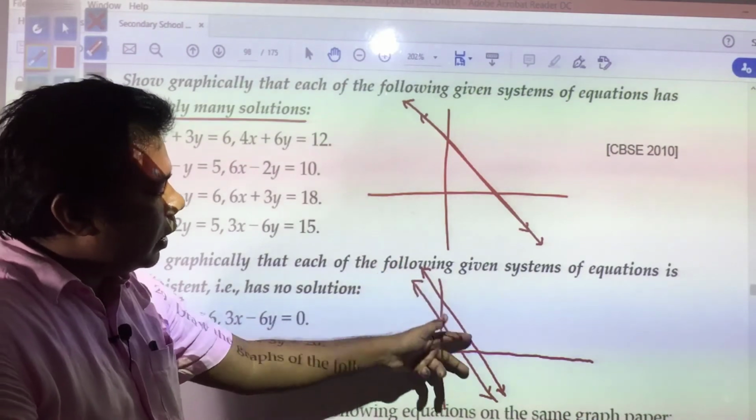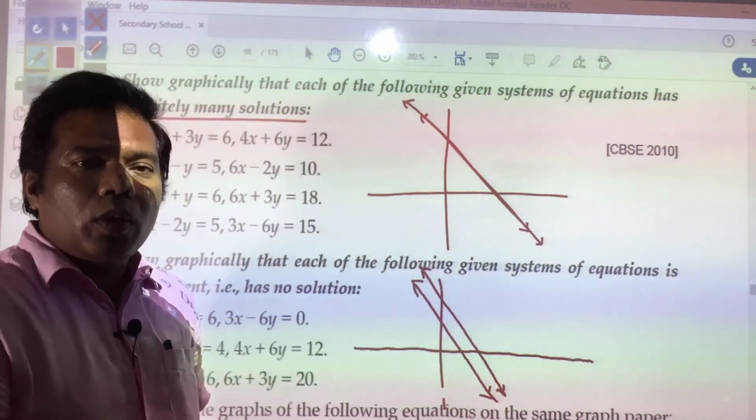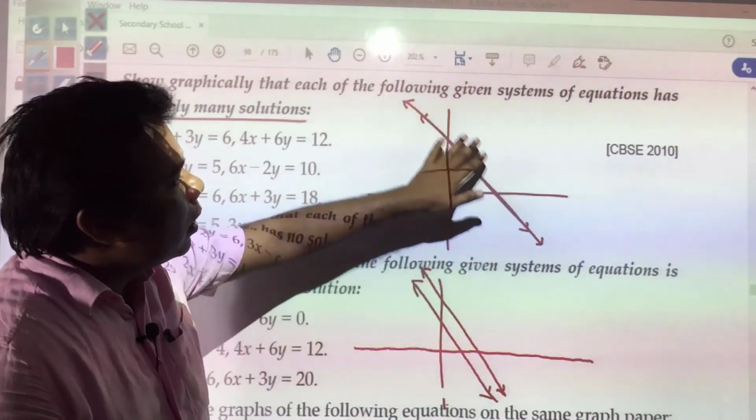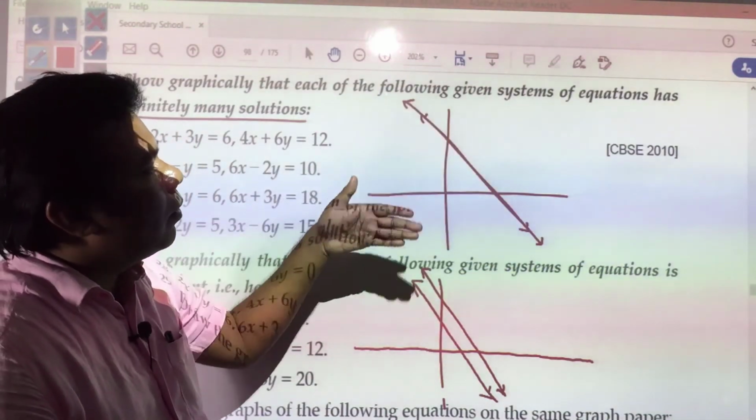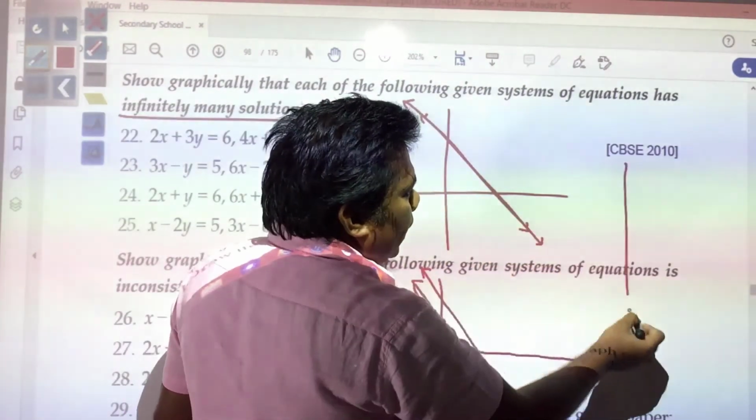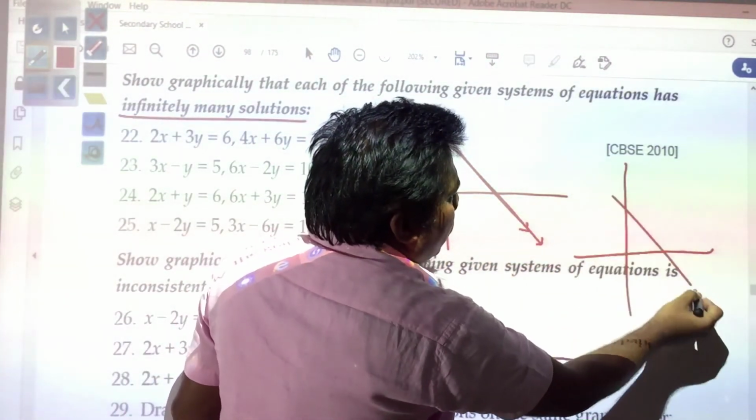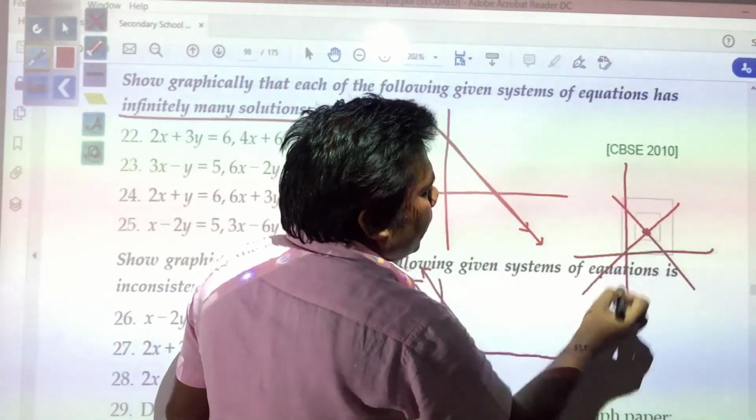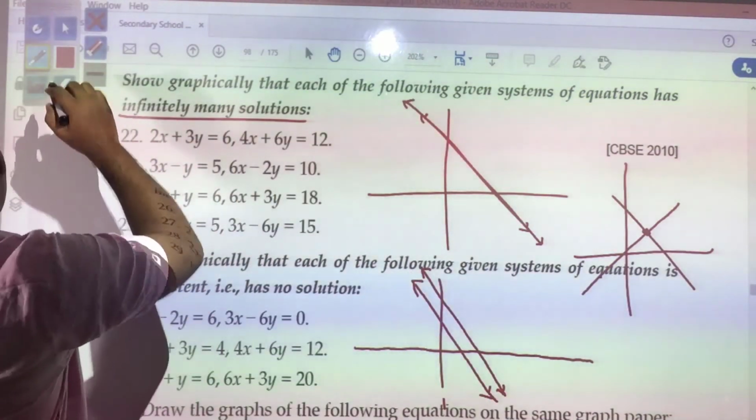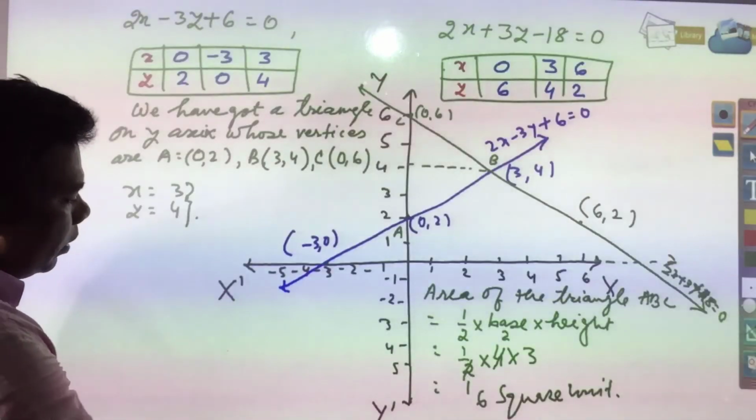If parallel lines are coming, it means it has no solution. If lines are overlapping, coinciding, it means they have infinitely many solutions. If lines are intersecting, as we have solved now, it means we have a unique solution. So, I hope you understood. One last question we have taken, just see.